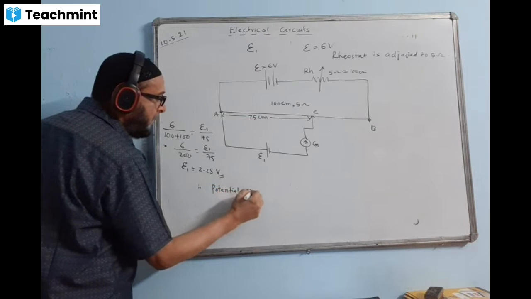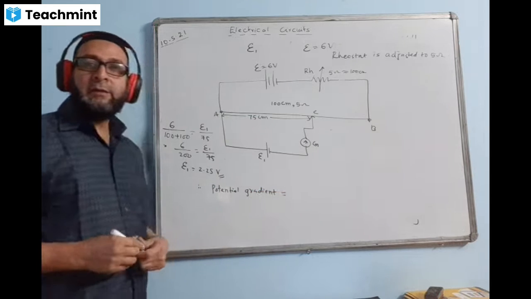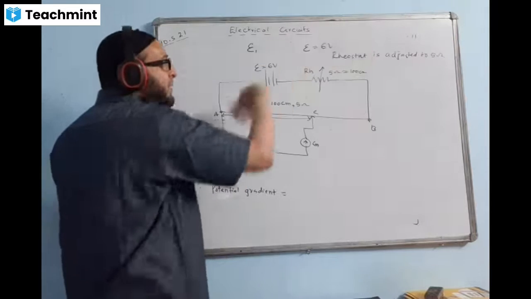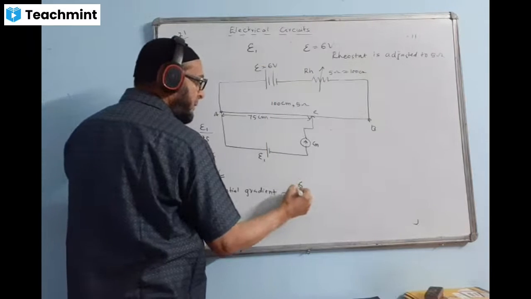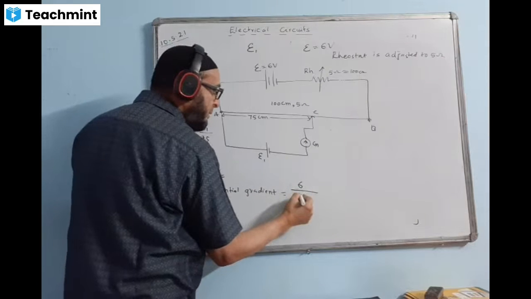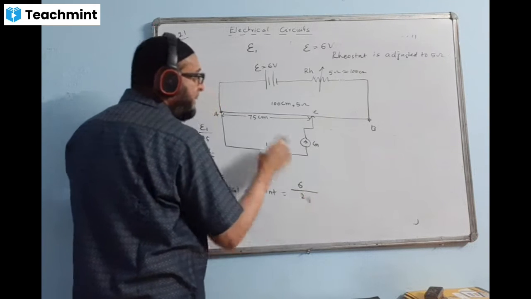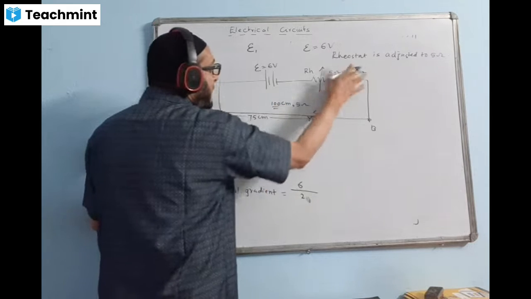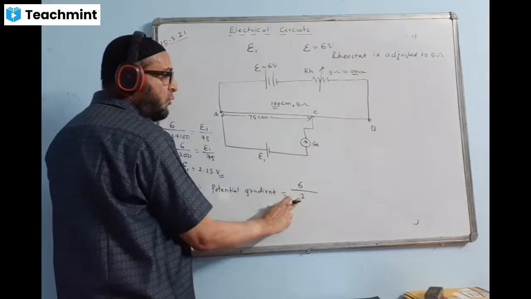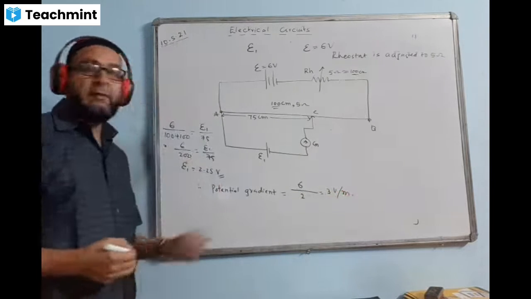Potential gradient means voltage per unit length of the wire. What is the voltage here? And potential gradient is same everywhere. So we can do like this: 6 divided by 100 plus 100. We'll take 200, then 200 centimeter is 2 meter. Total length is 100 here and 100 here, across which this 6 volt is known. So 6 by 200 centimeter, which is same as 2 meter, we get 3 volt per meter.